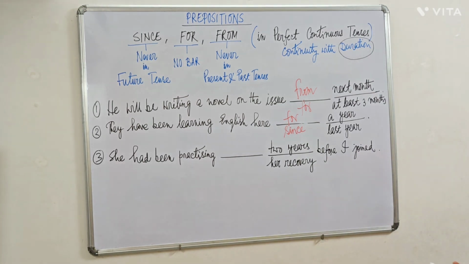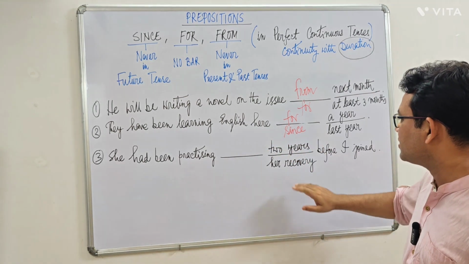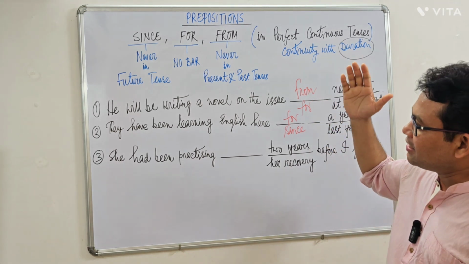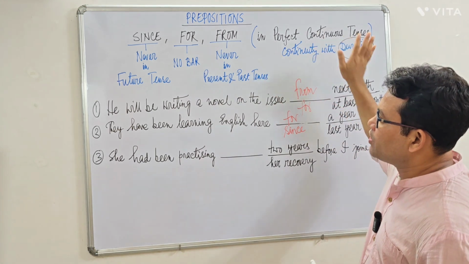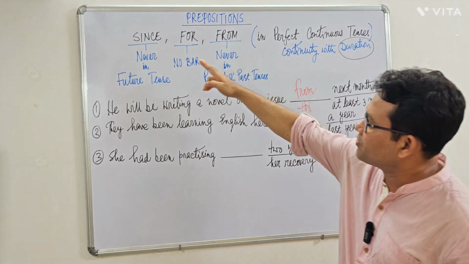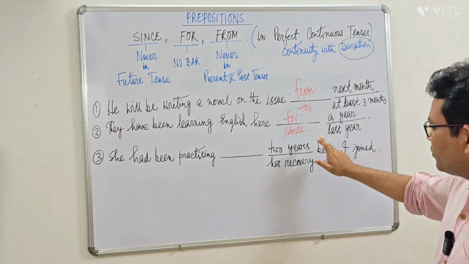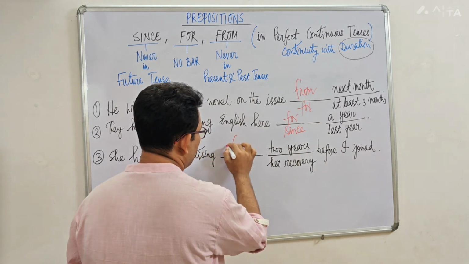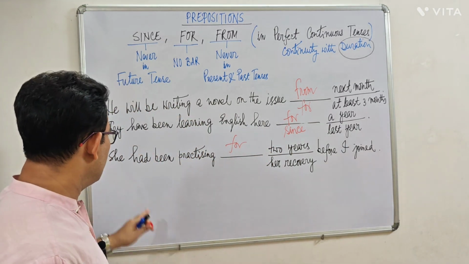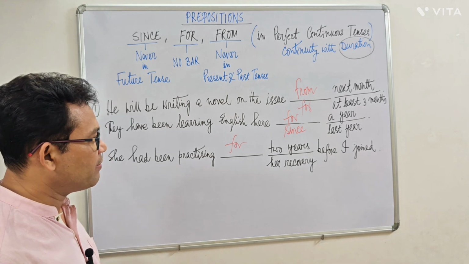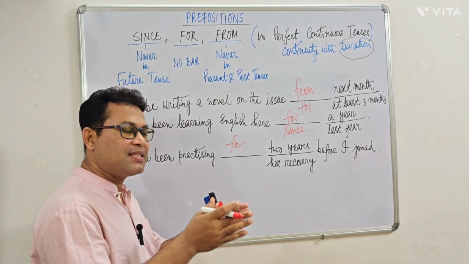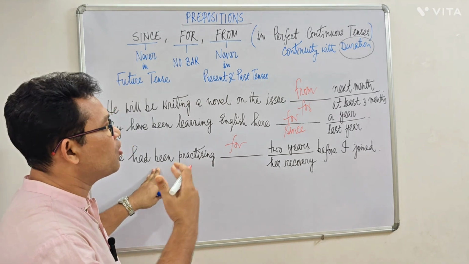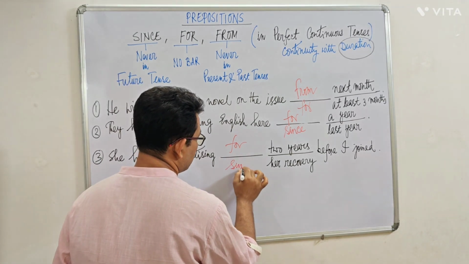Now number 4: she had been practicing, dash, 2 years, dash, her recovery before I joined. Okay, so we know that in the past tense, "from" is never to be used. We are left with the two options, "since" and "for." So the first option, 2 years, is a clear-cut duration of time. Here we have to use the preposition "for." But the other one, she had been practicing dash her recovery before I joined. Here, her recovery is the starting point of her action. She started practicing from that timing onwards. So it should be "since."